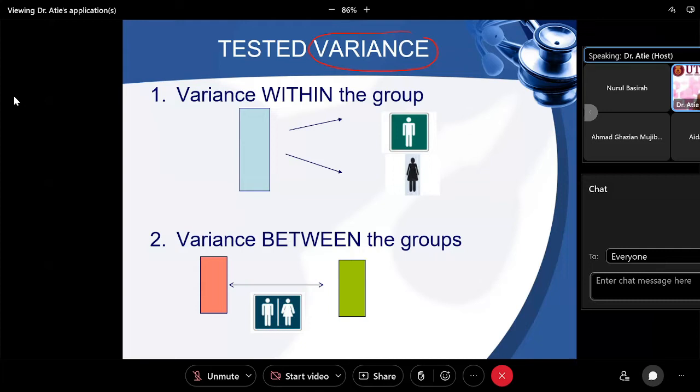So analysis of variance, why is it called analysis of variance? Because we need to think about the variance, the difference, okay? There are two types of difference in the analysis or in the data. The first one we call variance within the group, right? And the second one, variance between the groups, right?